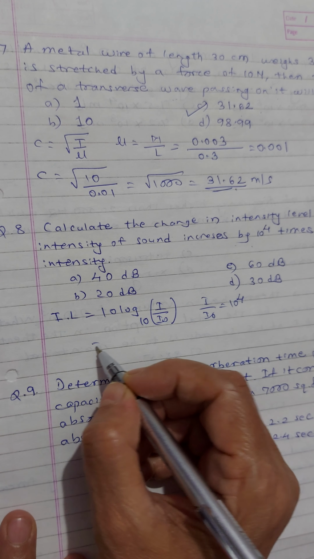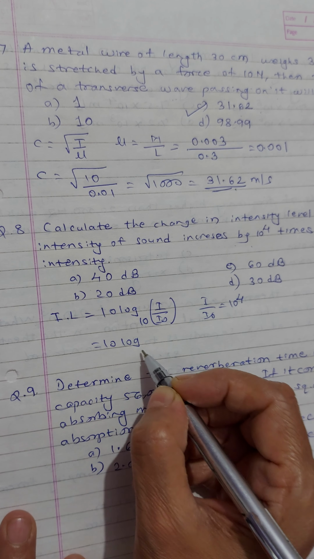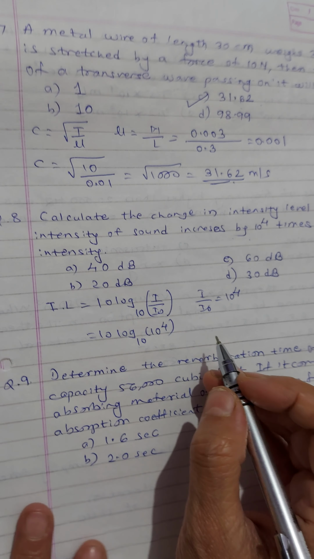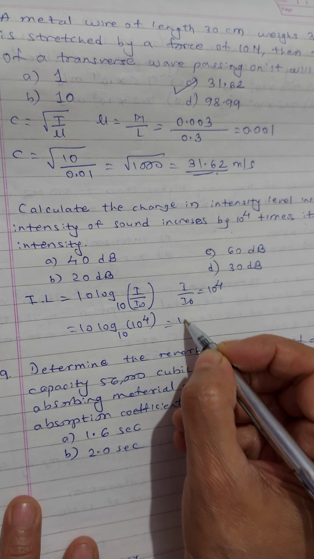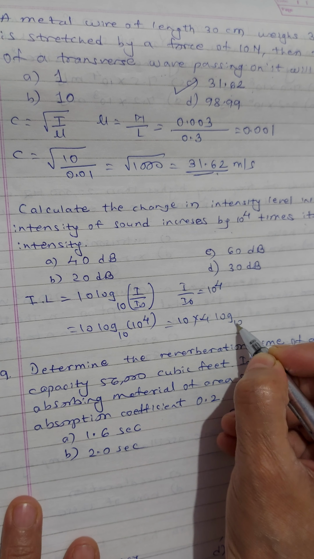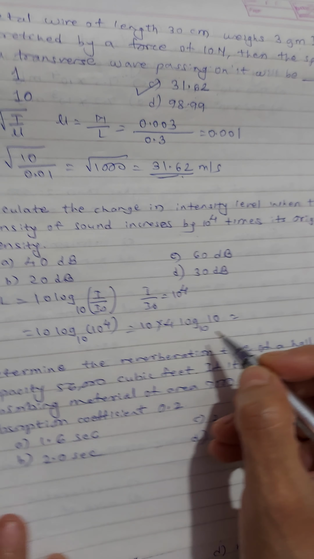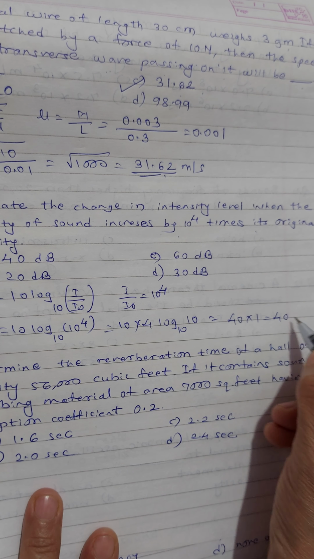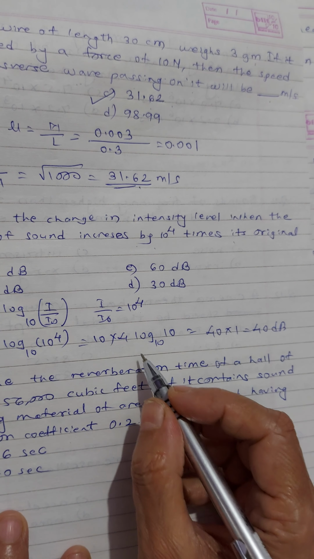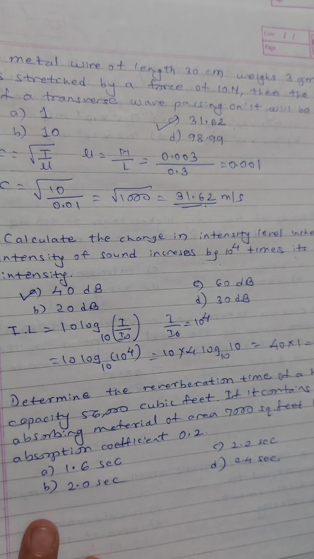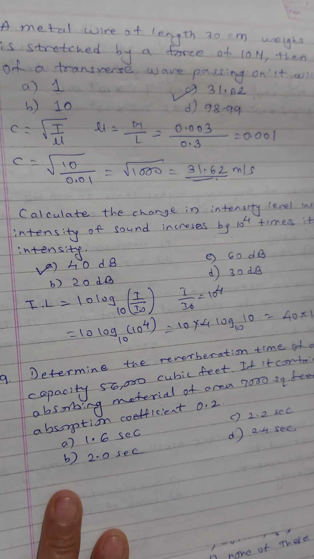Substitute the value over here, so you get 10 log to the base 10 to the power 4. So how will you solve this? This will be 10 into 4 log to the base 10 of 10. So this will give me 40 into 1, that is 40 dB. Log 10 to the base 10 will be 1. Fine. So therefore answer E is correct in this case.